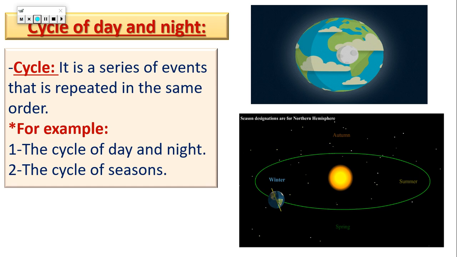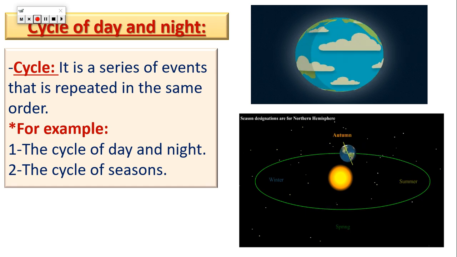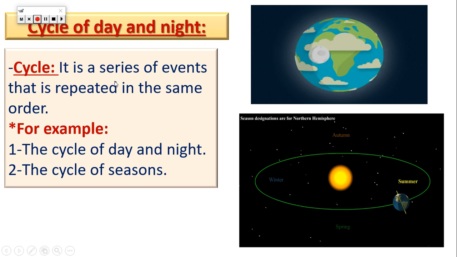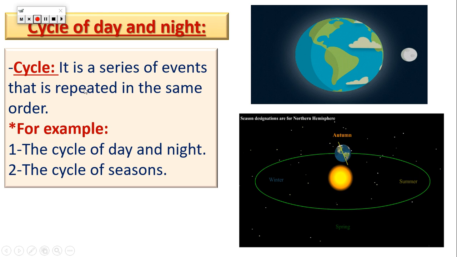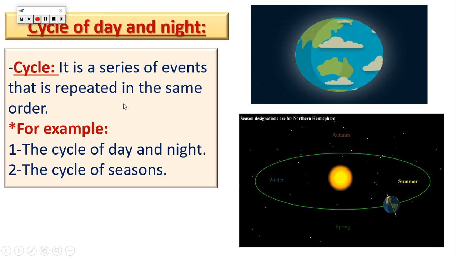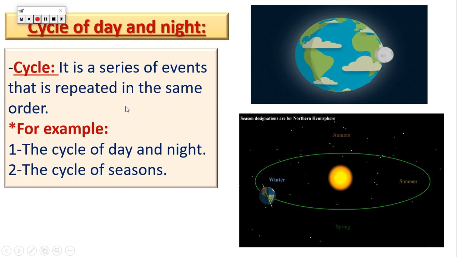Okay, when the morning ends or the day ends, the night comes, and when the night ends, the day comes, and so on, right? So we call it a cycle. A cycle is a series of events that repeat in the same order. As we said before, the day ends and the night comes, then the day comes, then the night comes, and so on.